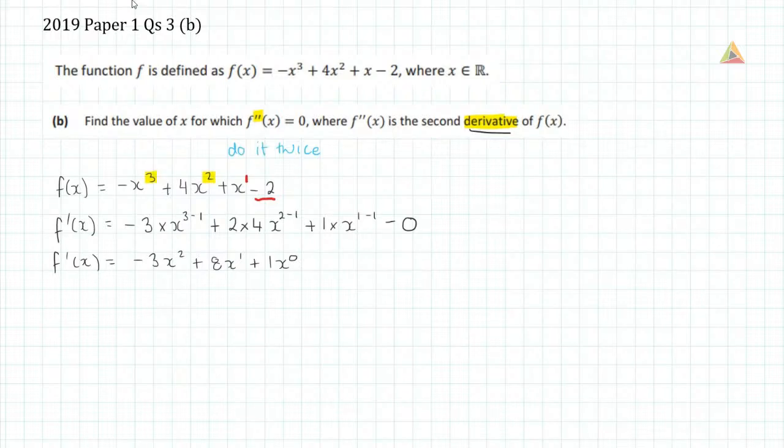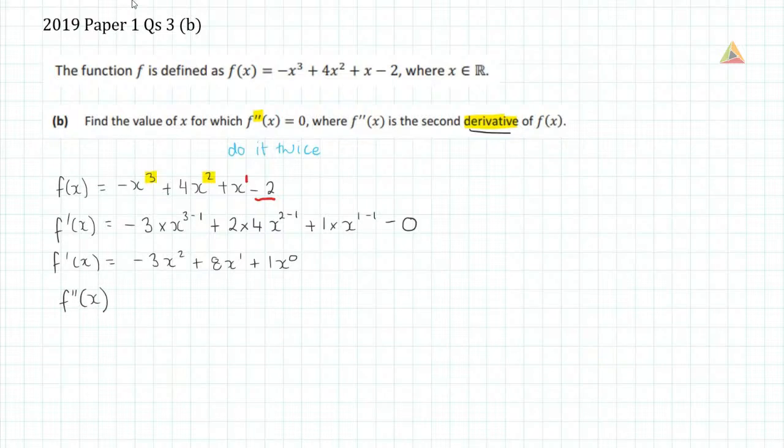And we know that x to the 0 is going to become a 1 when we tidy up. So that will become plus 1 times 1. But I'm going to leave my power there for now because this isn't my final answer. I'm going to have to differentiate again.